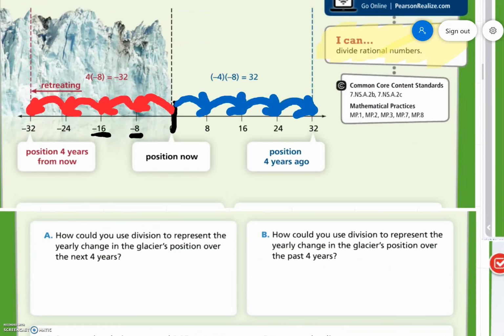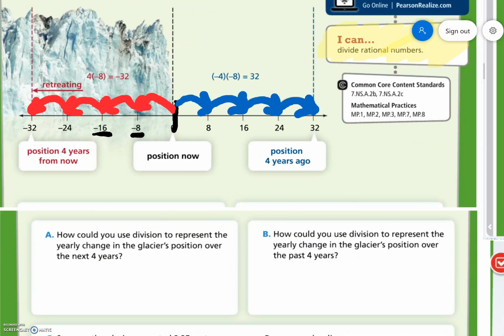So I want you to try A and B on your own. We'll do C together. How could you use division to represent the yearly change over the glacier's position over the next 4 years? So part A is talking about 4 years from now. I want you to write a division equation. Part B, how could you use division to represent the yearly change in the glacier's position over the past 4 years? So B, you're doing 4 years ago. Pause the video and press play when you're ready to go over it.